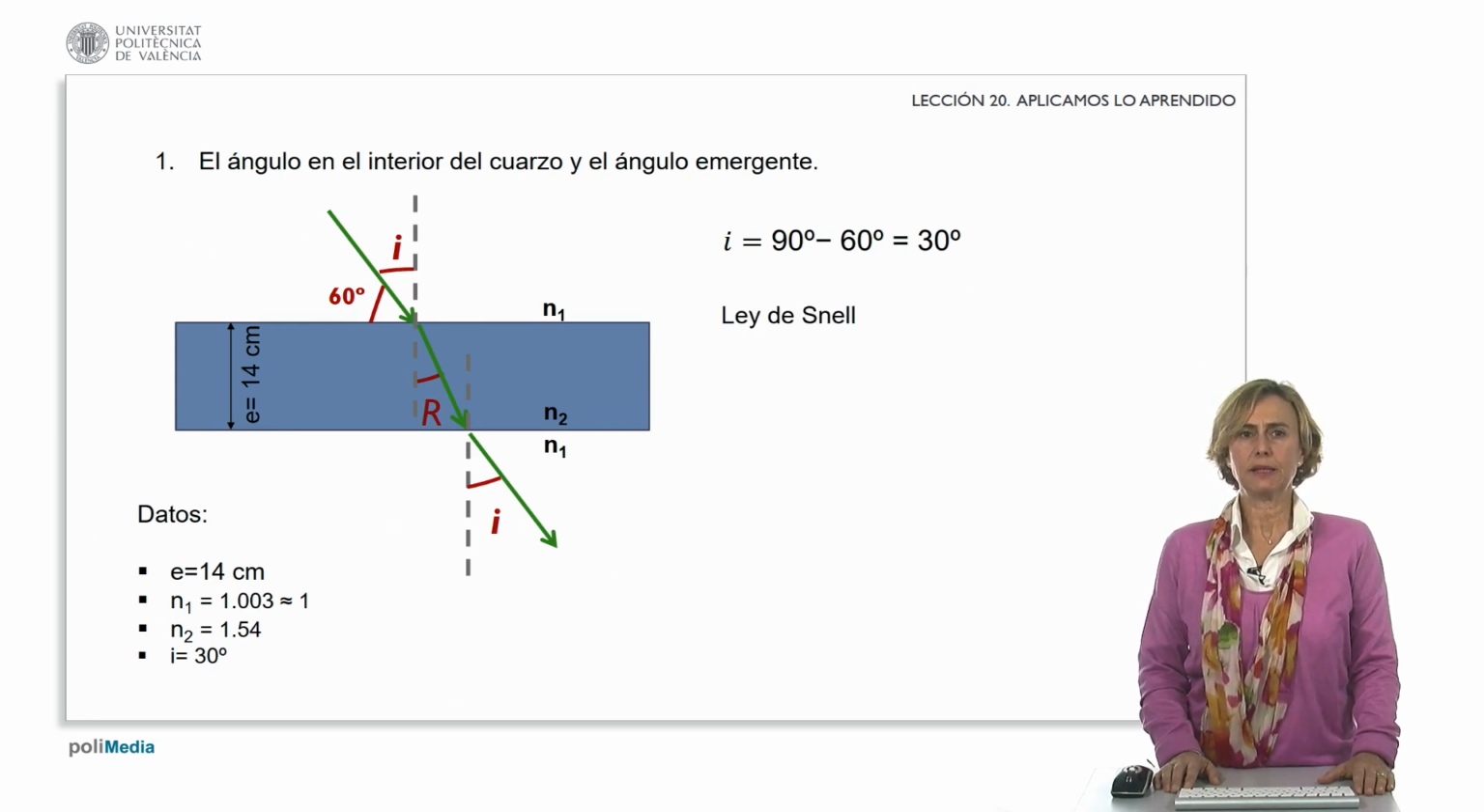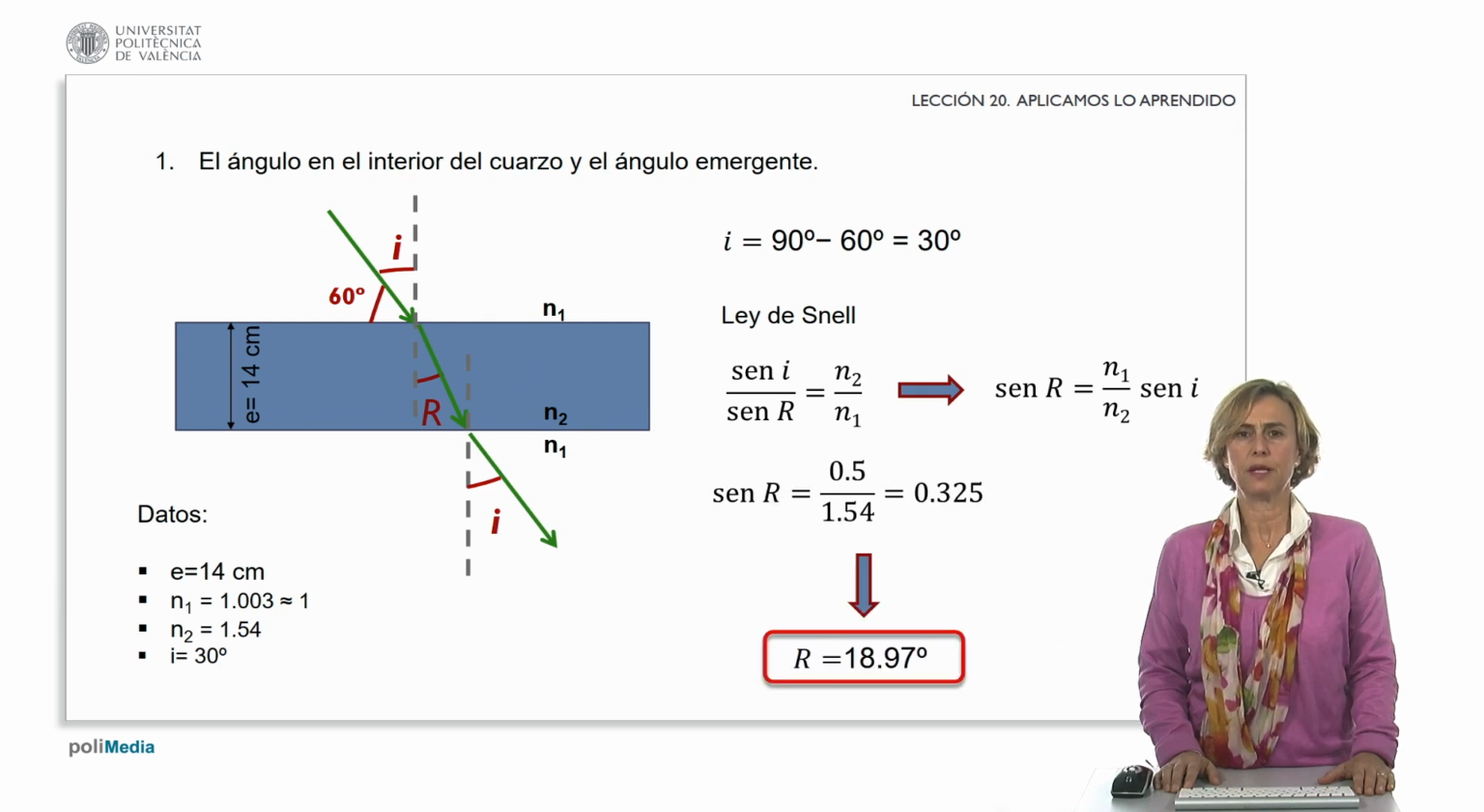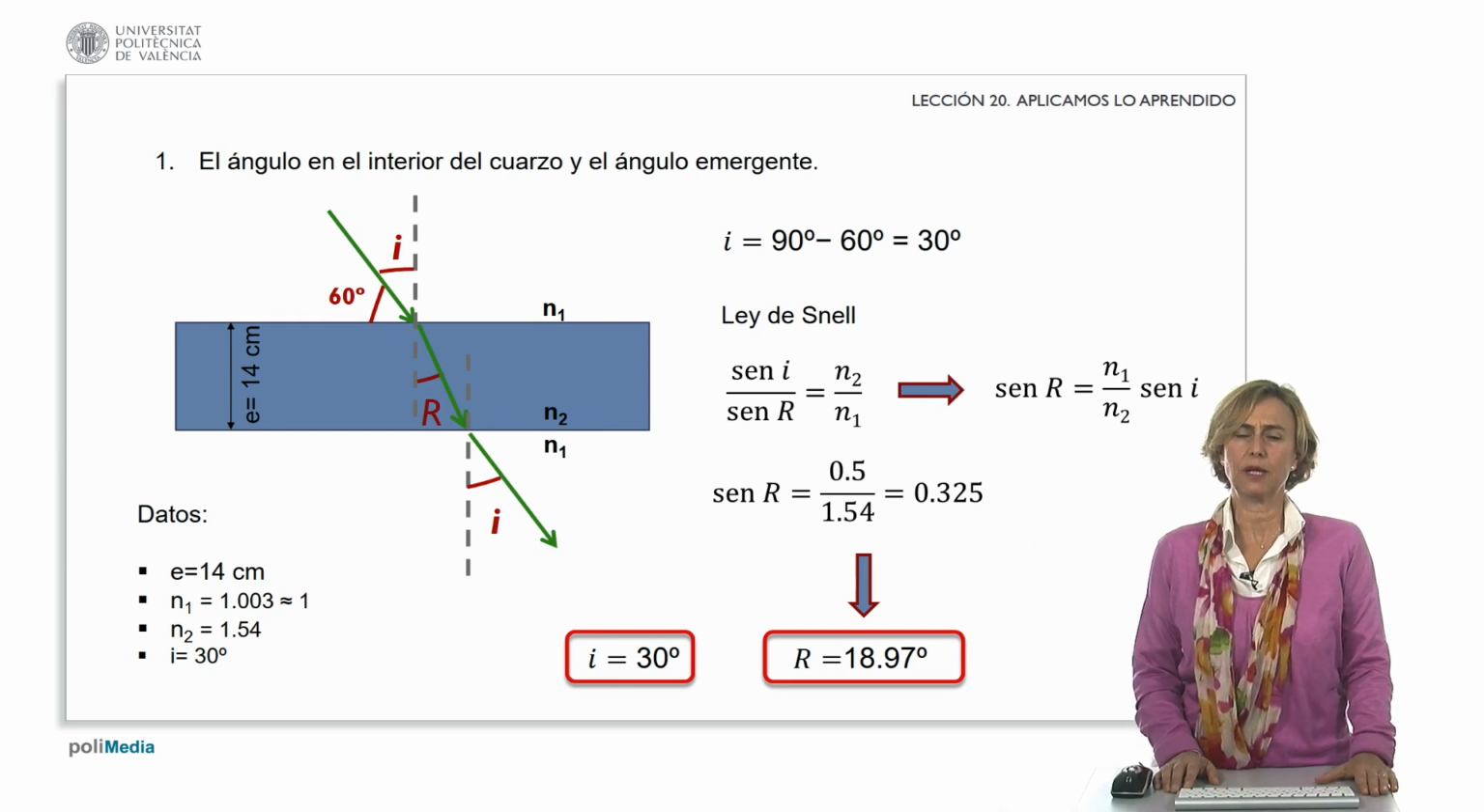Well, let's continue. We are going to use Snell's law. We obtain that the sine of the refracted angle is equal to the quotient of the refractive indices of medium 1 and 2 times the sine of the incident angle. If we substitute values, we obtain that the refracted angle is 18.97 degrees, the angle that the ray experiences in the interior of the quartz. Then it is the refracted angle at the first interface. The angle at which it exits at the second interface, as we saw in the introduction, coincides with the angle of incidence and is therefore 30 degrees.